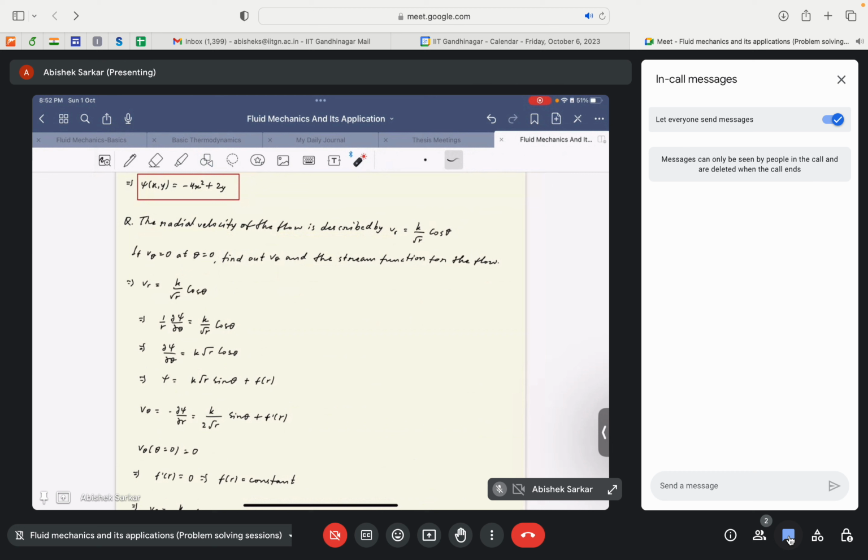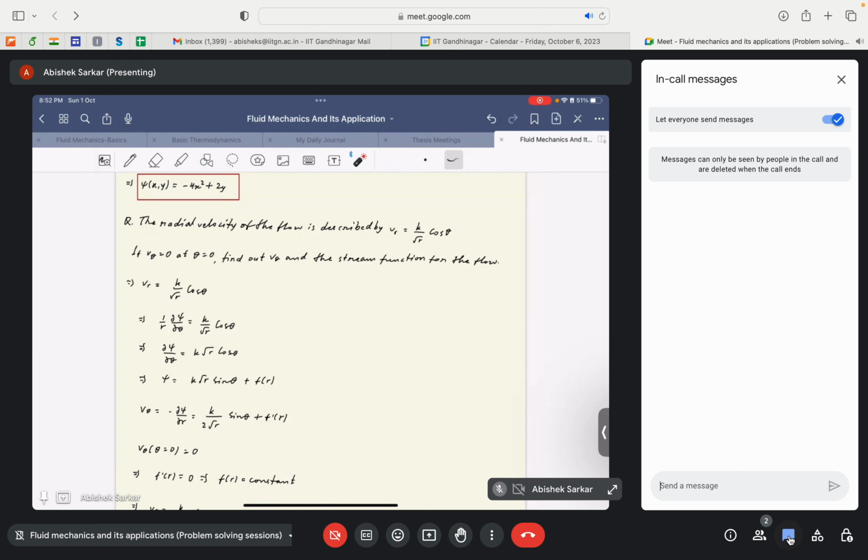So here again, the other component of velocity is not 0 throughout the flow, but it is told that it is 0 at a particular point where theta is equal to 0. So we need to find a stream function or a potential function, whatever you want you can find, but here we find v theta by using the stream function.